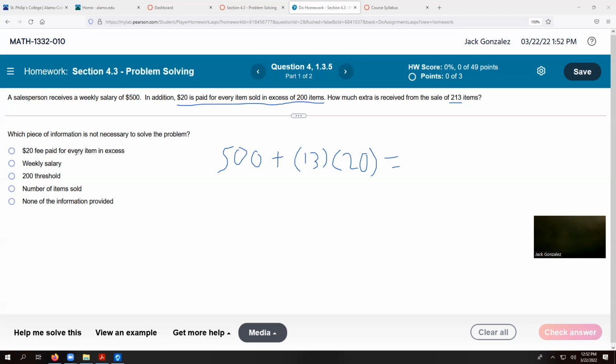Oh, okay. They didn't ask for the total. They said how much extra is received. So when we do these, we need to read the question carefully. I made an assumption that they wanted the total salary because that's what I wanted to know. They didn't ask for that. So, how much extra is received from the sale of 213?